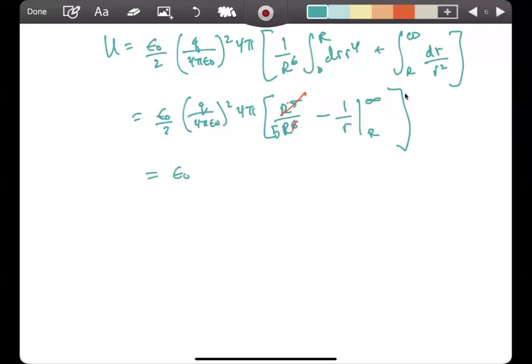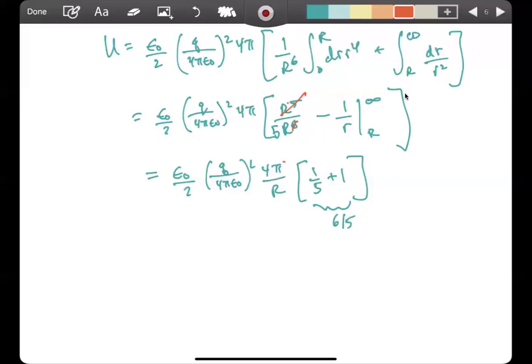So I'm going to get an epsilon naught divided by 2, Q divided by my 4 pi epsilon naught squared times 4 pi divided by R, which comes from that term. And then now we're going to get a what? 1/5 plus 1. Right? Good. Which this term, of course, is going to be a 5 over 5 plus that, which gives me a 6/5. Right? So let's start canceling out some stuff here.